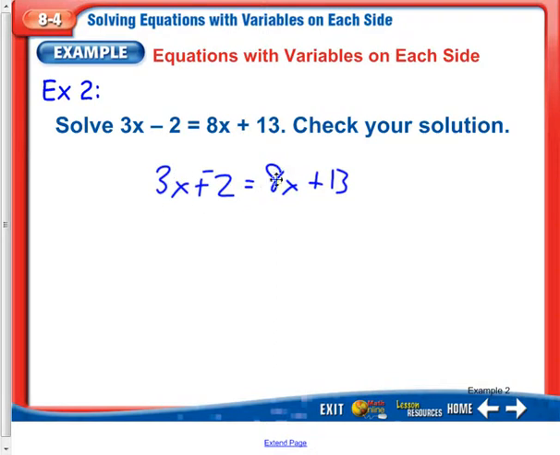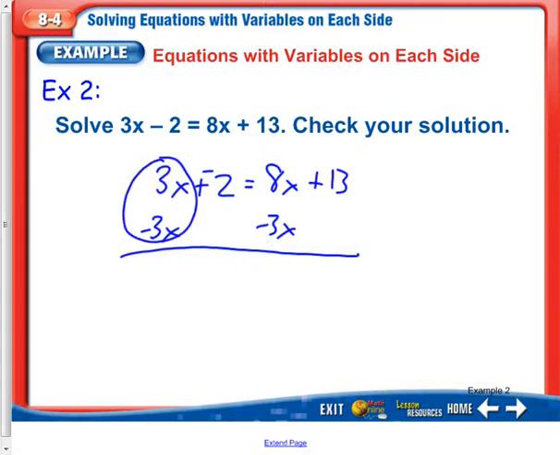Well, first of all, there's nothing to simplify over here, and there's nothing to simplify over here. So now, look at your variable expressions, 3x and 8x. Well, 8x is greater, so I'm going to leave it there. That means I'm going to move the 3x over to that side. To get rid of it over here, I have to subtract 3x from both sides. Please just do one step at a time. Your work should look just like mine.